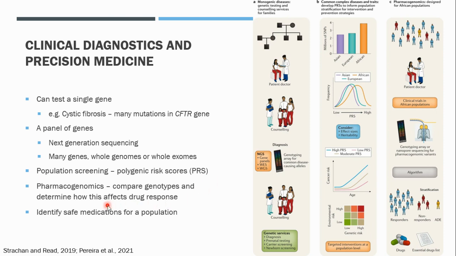So pharmacogenomics involves looking at different genotypes and determining how a patient's genotype can affect their ability to tolerate a drug. And we'll talk about adverse drug reactions shortly. So now we can use genetic testing to inform approaches towards precision medicine. What this involves is identifying common alleles or high-risk alleles in a specific population.